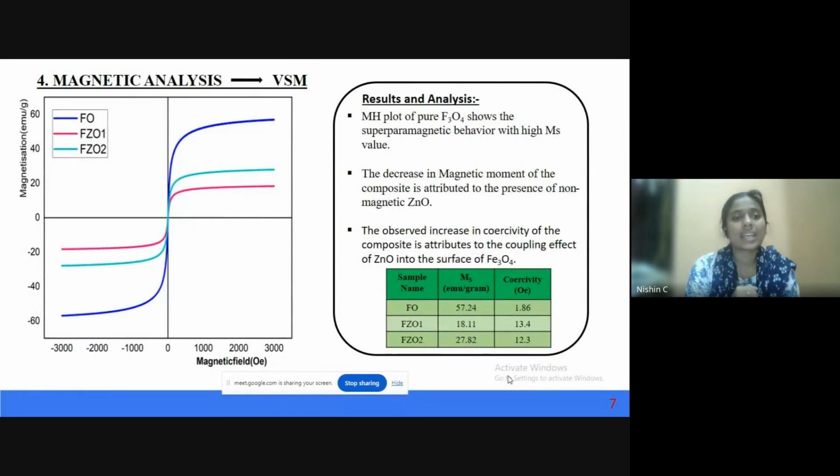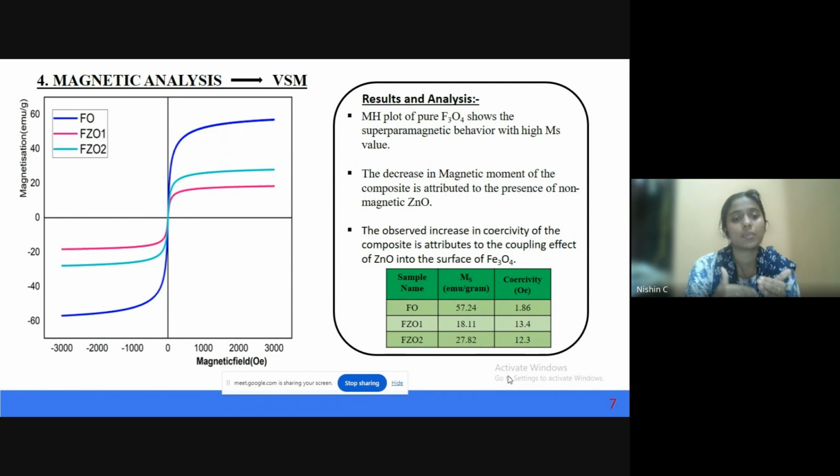The magnetic analysis is done using the vibrating sample magnetometer. Here, the hysteresis plot of the pure Fe3O4 is shown. From this, we can understand it is in a superparamagnetic state. By adding the ZnO, we can see the decrease in magnetic moment.